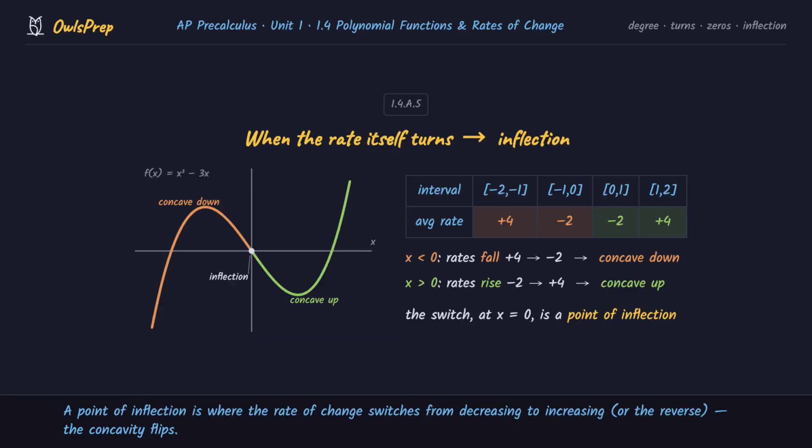The last characteristic looks at the rates one more time, but now at the rates themselves, not their sign. On the left side, they are decreasing, 4 down to -2. Where the rate of change is decreasing, the graph is concave down. On the right, they turn around and increase, back up to 4, and there the graph is concave up. A point of inflection is exactly that switch, an input value where the rate of change of the function changes from decreasing to increasing, or from increasing to decreasing. Equivalently, it's where the graph changes from concave down to concave up, or from concave up to concave down. For our cubic, that happens at x equals 0.